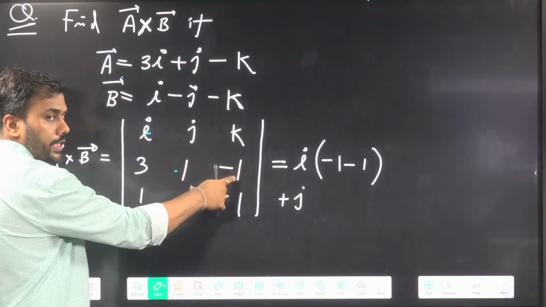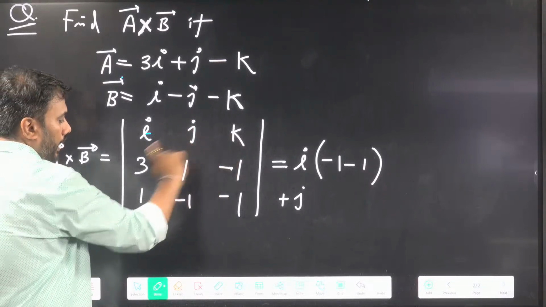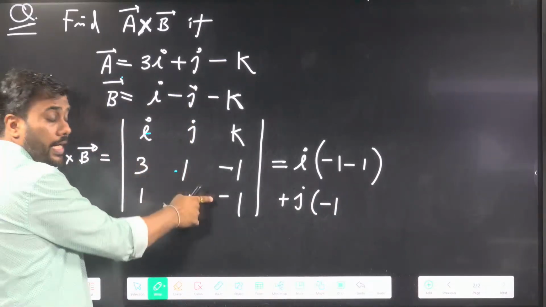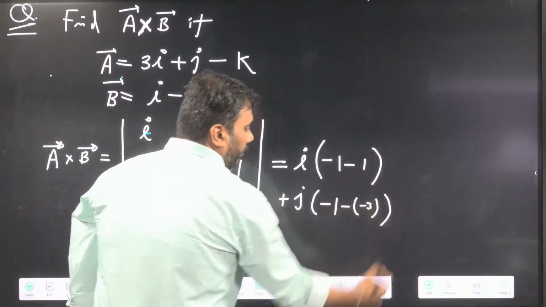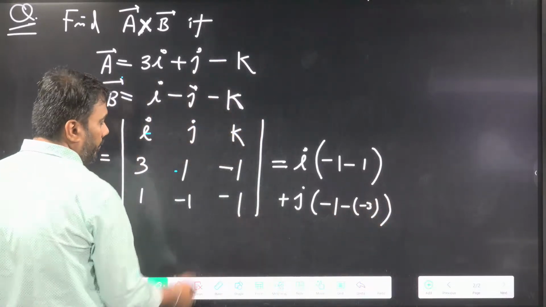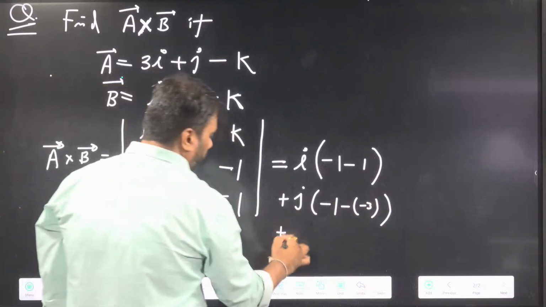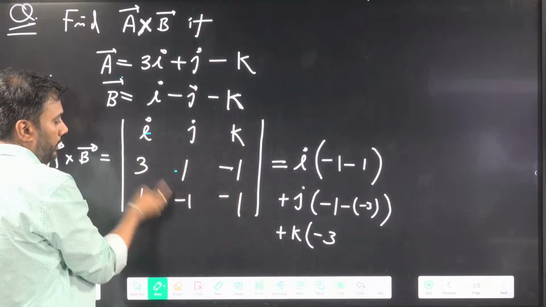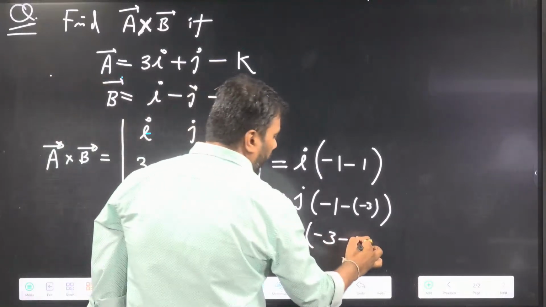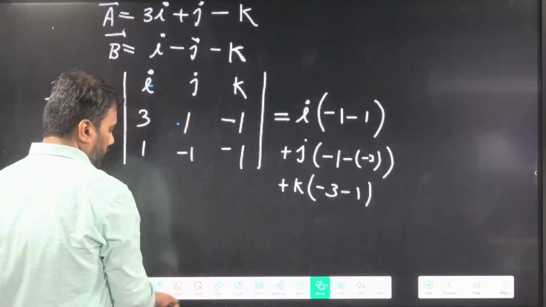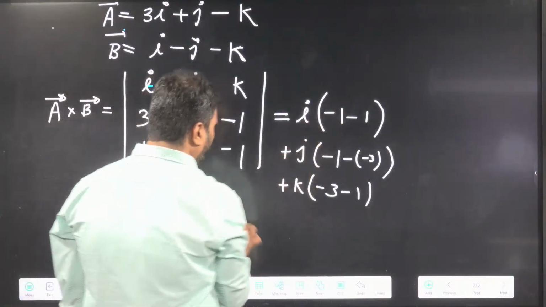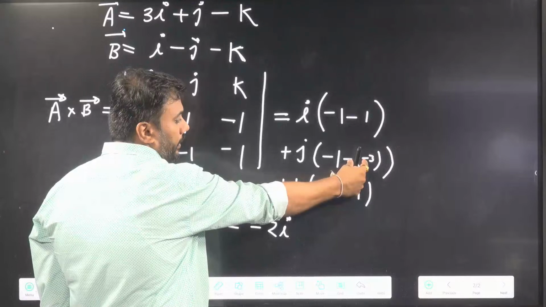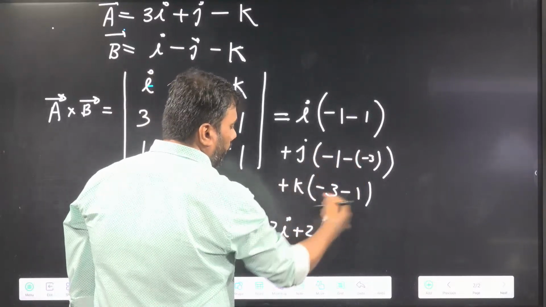For j, I will start with z. For y, I will start with z. -1 into 1, -1. Then 3 into -1, -3. I will put a negative sign before it. This is the j component. K component, 3 into -1, -3. I am finding the K component, so 3 into -1, then minus of 1 into 1, which is 1. Just solve this. So -1, -1, -2. This is -2i. This is +3, -3 plus 3, +3 -1, 2j and -4k.